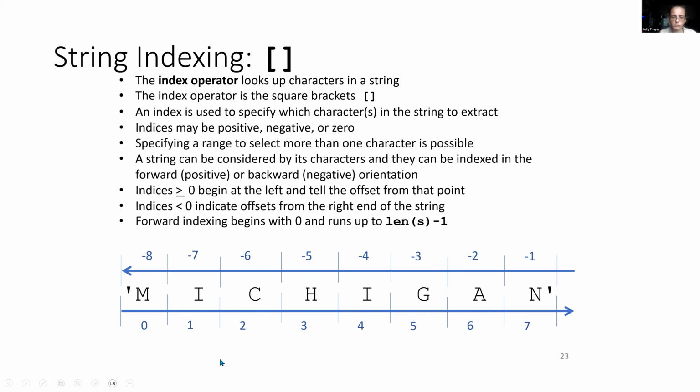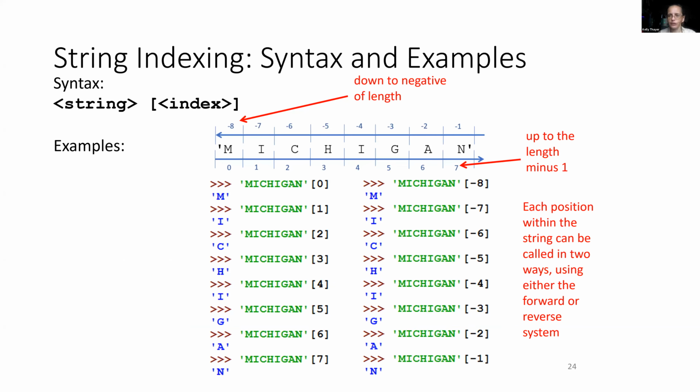Forward indexing begins with 0 and runs up to length s minus 1. So if you were to say, what is the length of this? You would say the length of this is 8, but the indexing goes from 0 up to the length of the string minus 1. That actually turns out to be helpful, although that may not be readily apparent in the beginning.